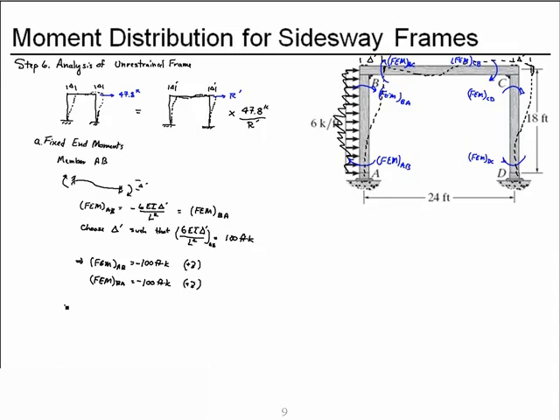For member BC, we have fixed, no load in between, no relative displacement of the nodes. So these fixed end moments are identical and are 0.